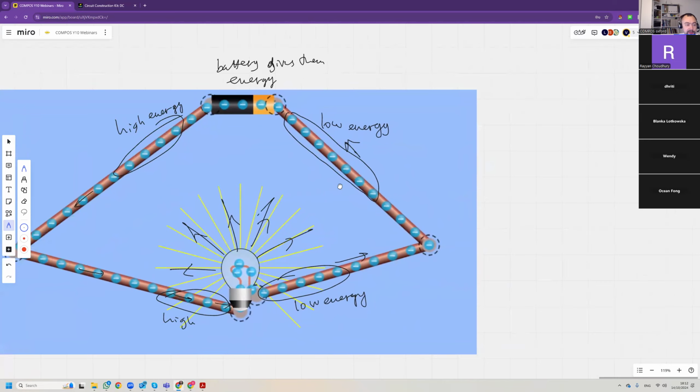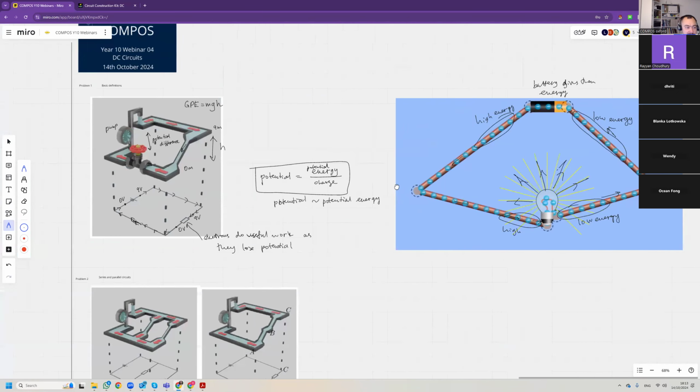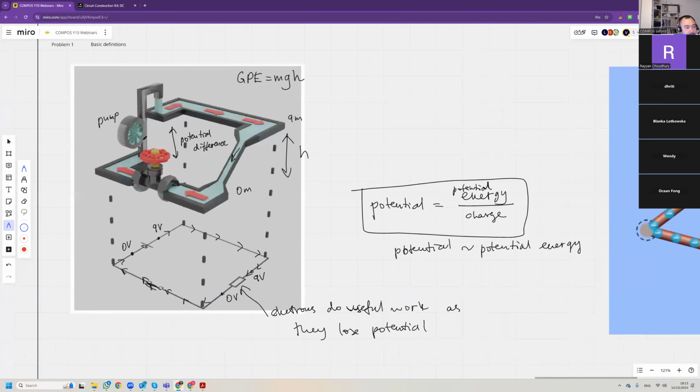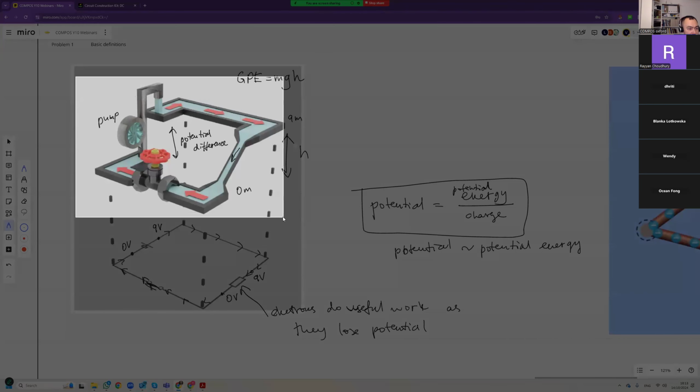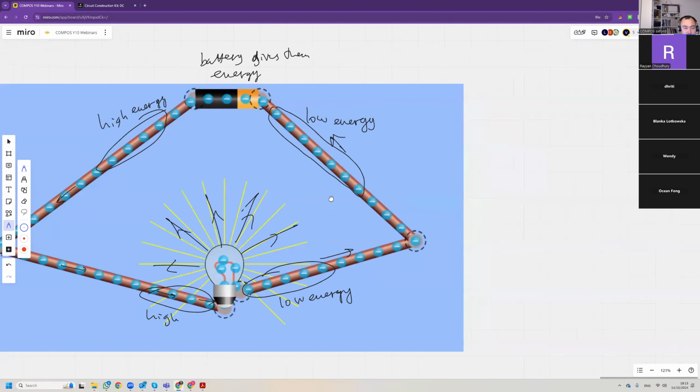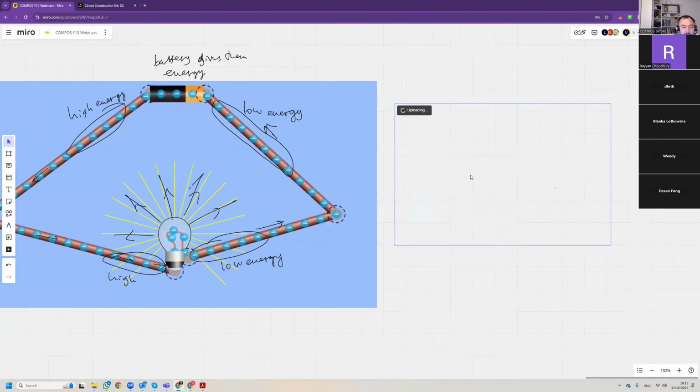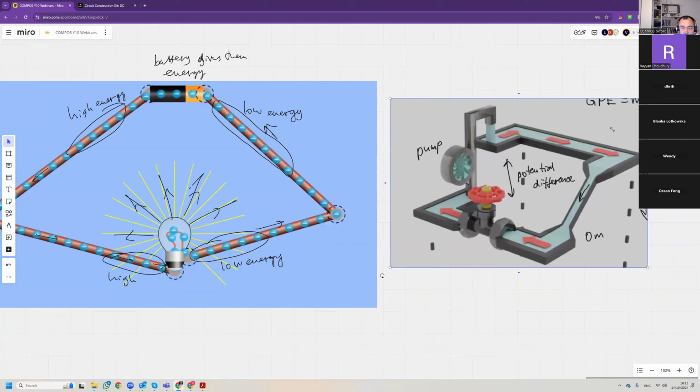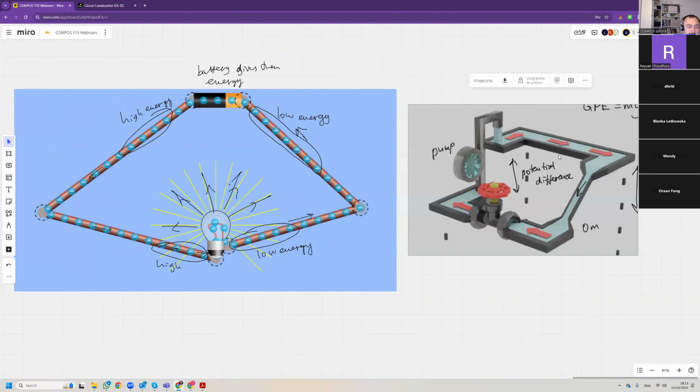Okay, that's good. So this is what I'm trying to say. The water, so this picture here. The pump, this has low energy. This water has low energy because it's low down. The pump pushes the water up, and now the water has high energy.